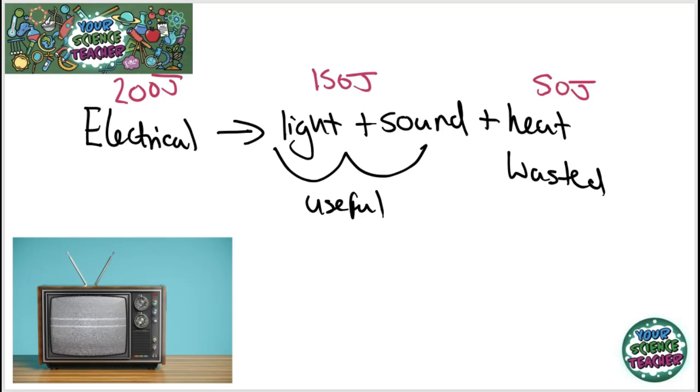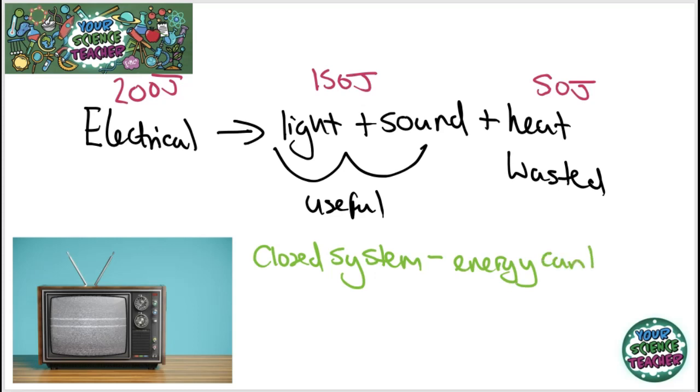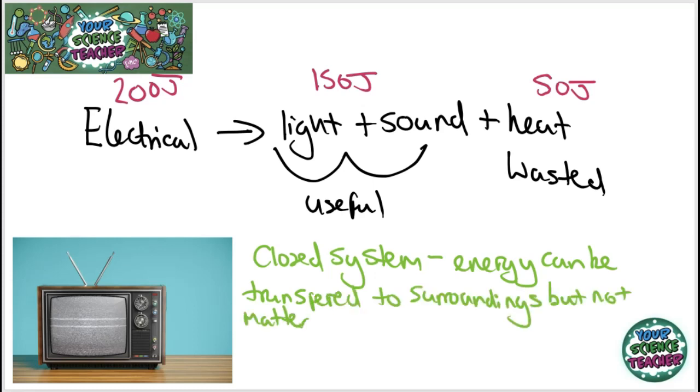Now, what I did here was I looked at what is called a closed system. And the reason why this is called a closed system is because energy can be transferred to the surroundings, but matter cannot be. And this is different from an open system, where energy and matter can be transferred in and out of the surroundings.